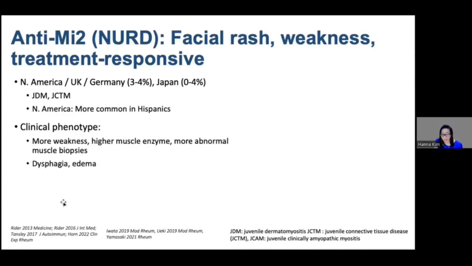There is, in general, thought to be a pretty typical or classic presentation of juvenile dermatomyositis. The weakness can be pretty prominent. There will be higher muscle enzymes, and amongst the types of muscle biopsies that can be seen with juvenile myositis, anti-MI2 can be some of the most severe, similar to anti-NXP2 in some cases. They can have dysphagia, which relates to the muscles being weak with swallowing, and also edema or swelling.